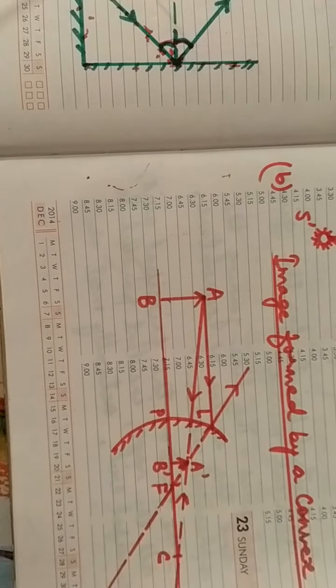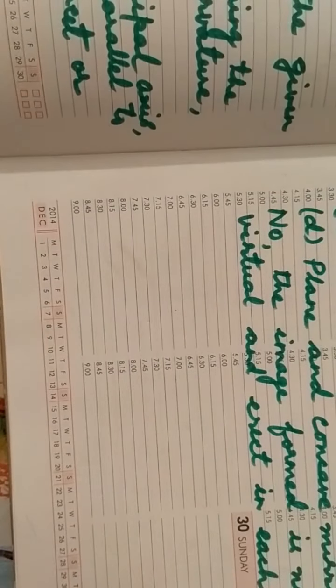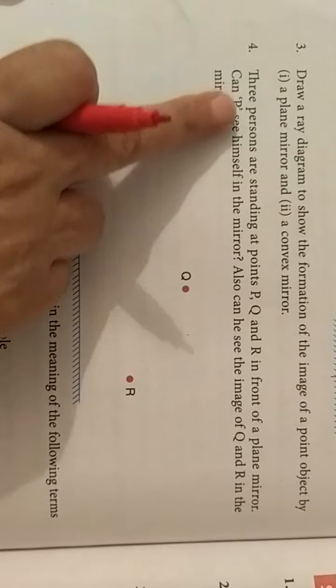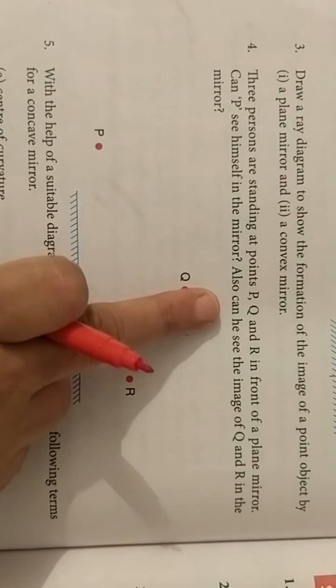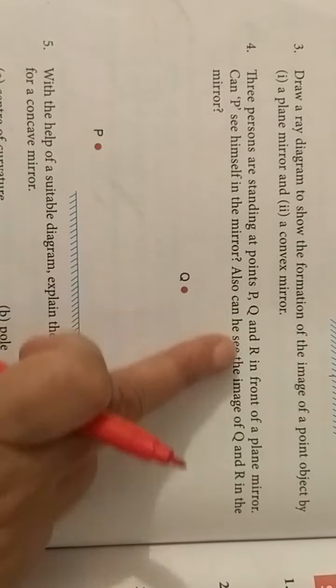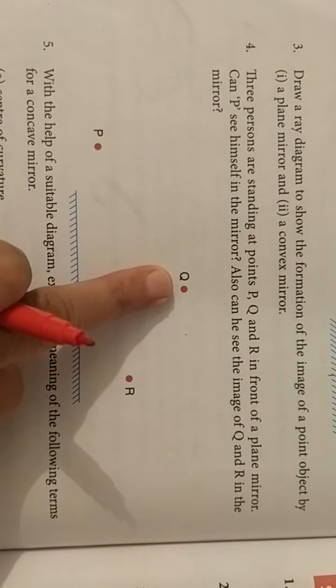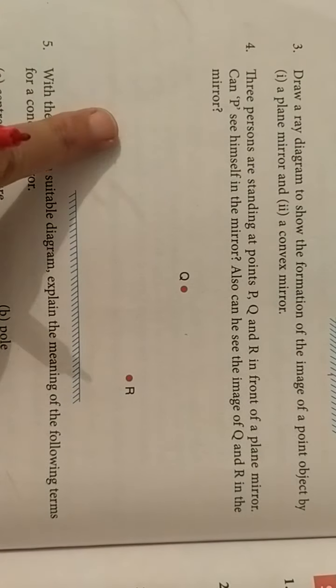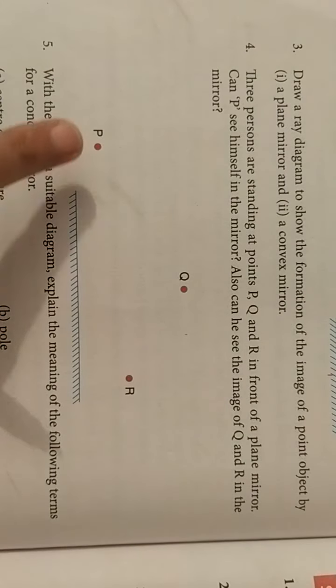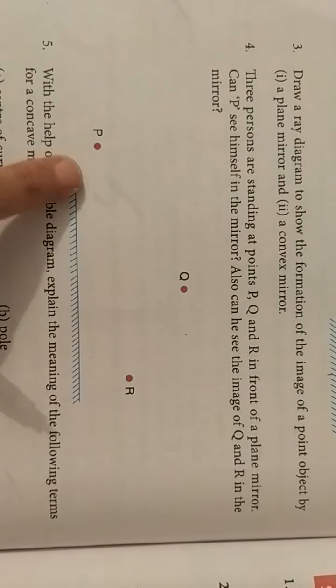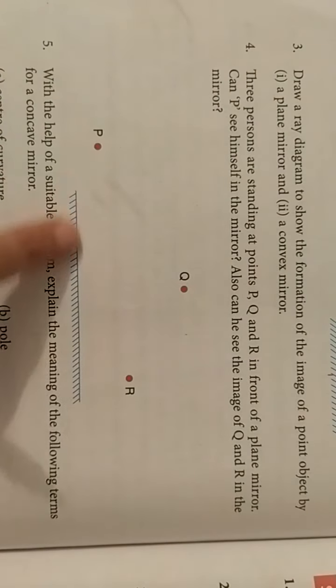Okay, now we will move towards question number 4. What is question number 4? Now you see in question number 4 it is given that, see here, 3 persons are standing at point P, Q and R. See, this is the point P, this is the point Q and this is the point R. So 3 persons are standing at points P, Q and R in front of a plane mirror. This is the plane mirror.